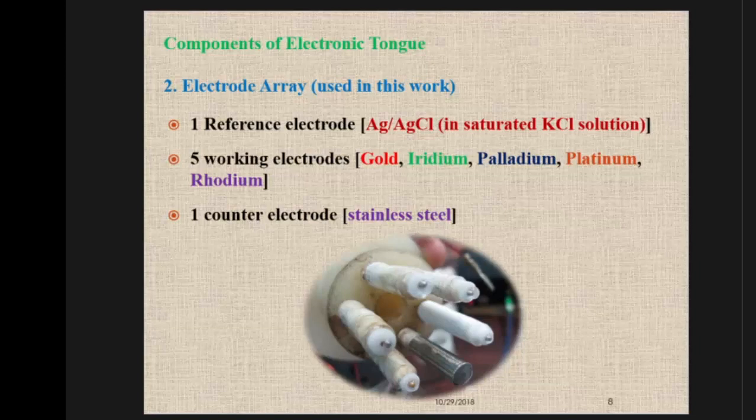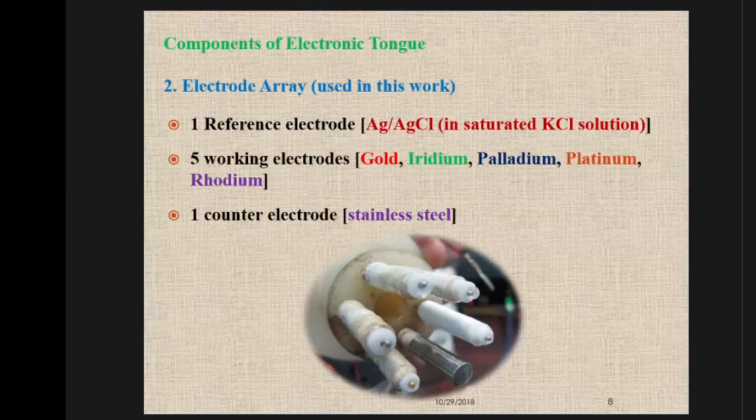These are the working electrodes, a very crude one, a first prototype that has been built: gold, iridium, palladium, platinum, and rhodium. Those 5 noble metal electrodes are used. This one is the counter electrode, and in the middle we apply what is known as a reference electrode, which we have selected as a silver chloride reference electrode.